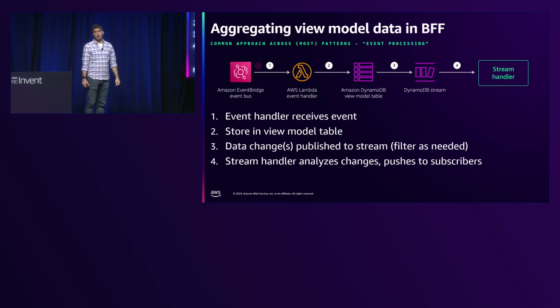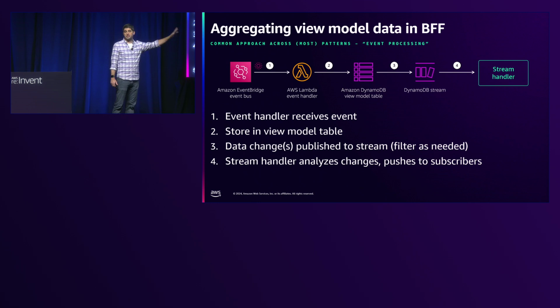There's a Lambda function called an event handler. It again picks up that event, decides what to do with it, writes it to a DynamoDB view model table, and then we're going to use a DynamoDB stream to stream those changes out to the rest of the system. And the rest of it we're going to call the stream handler, and that's where all of these different options are going to come into play. Quick note on when you look at the sample code, it's not a DynamoDB stream, it's actually a Kinesis data stream.